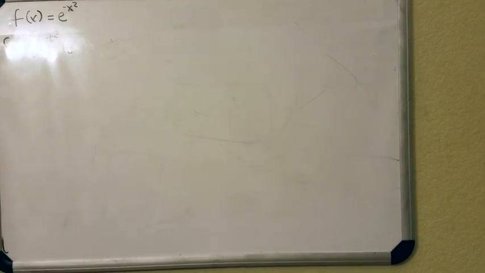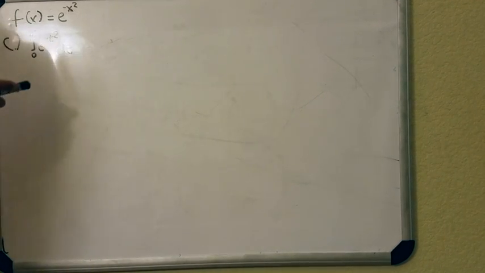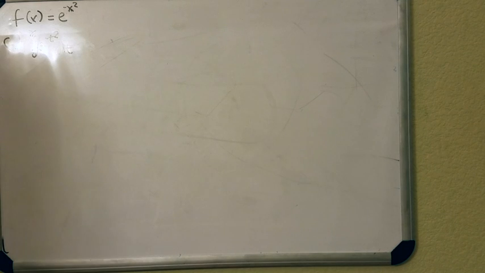Good, so now let's look at part C. The question is asking us to write the first 4 non-zero terms of the Taylor series for the integral from 0 to x of e to the negative t squared dt, and use the first 2 terms of your answer to estimate the integral from 0 to 1 half of e to the negative t squared.